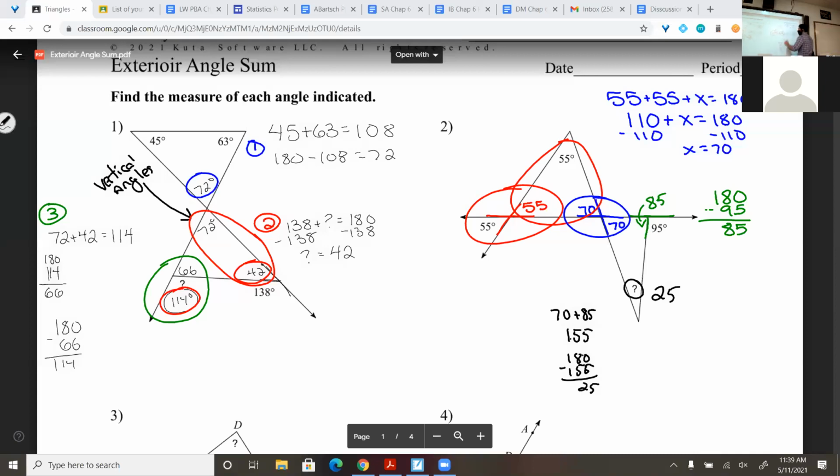Over on the right, I had a linear pair. So 85 plus 95 is 180. And then lastly, I had a triangle of 70, unknown, 85. So therefore, my unknown was 25. So those are some of the problems that we did yesterday, and just a little warm up for today.